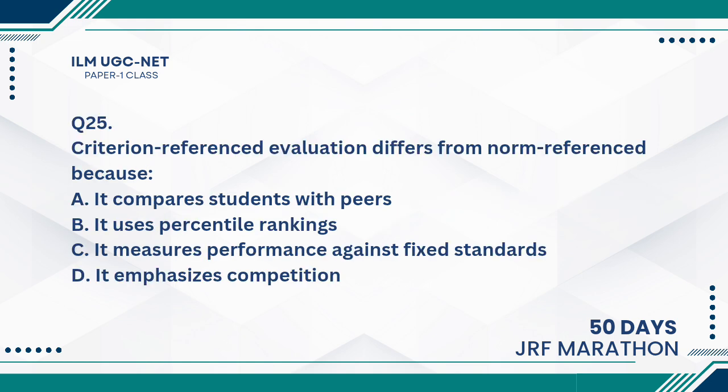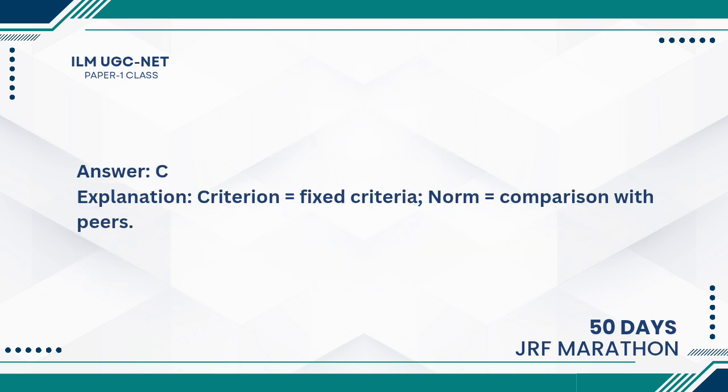Now, question number 25. Criterion referenced evaluation differs from norm referenced evaluation because of dash. And the options are: it compares students with peers, it uses percentile rankings, it measures performance against fixed standards, it emphasizes competition. So, criterion referenced will have a fixed criteria, and norm referenced is the comparison with the peers.